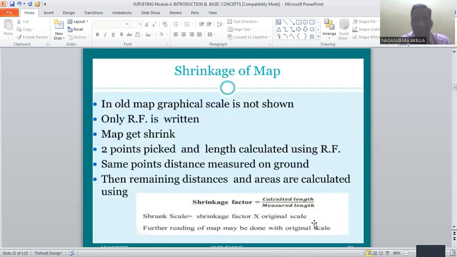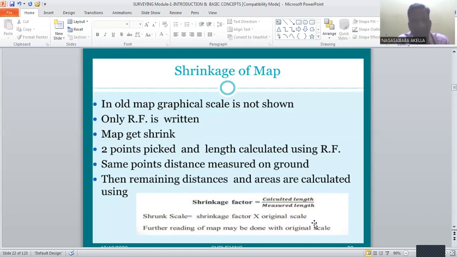Shrinkage of map. When maps are used day by day, they will shrink after so many years. In an old map, a graphical scale is not shown. Only RF is written. In the olden days, they used to write only the RF value on the map. Okay. Maps get shrunk after some years. Two points are picked and the length is calculated using RF.